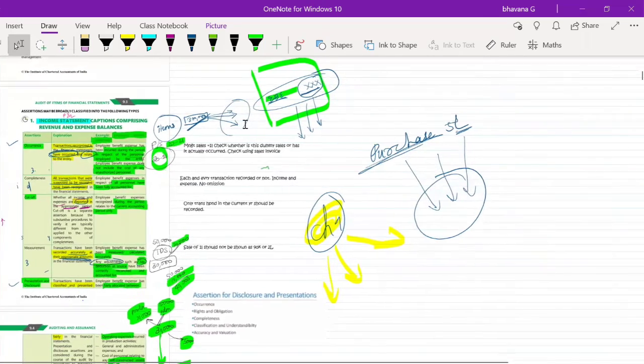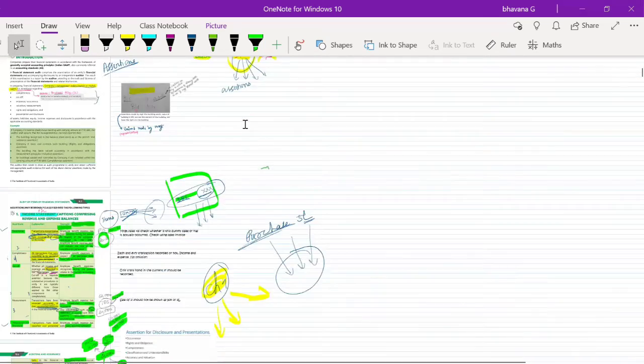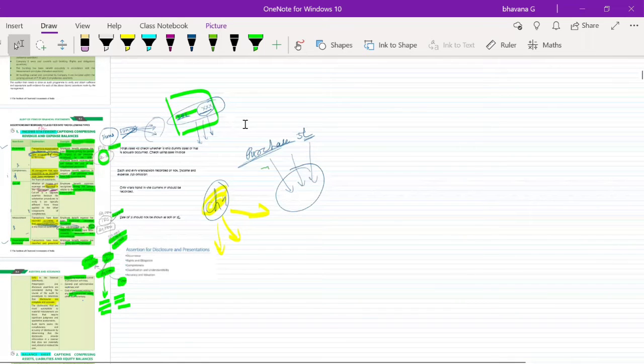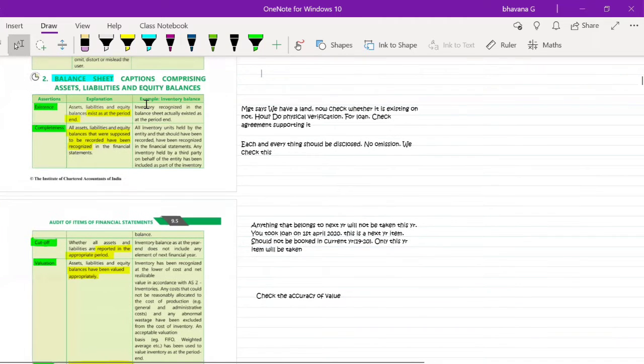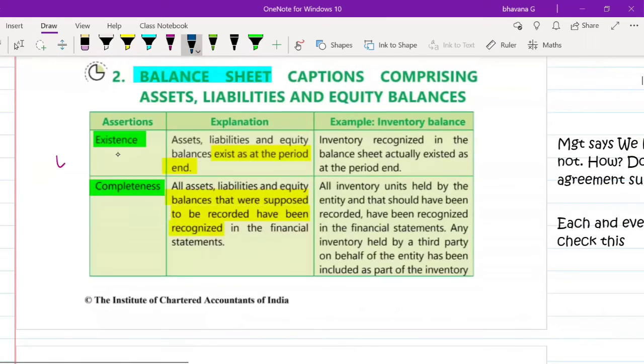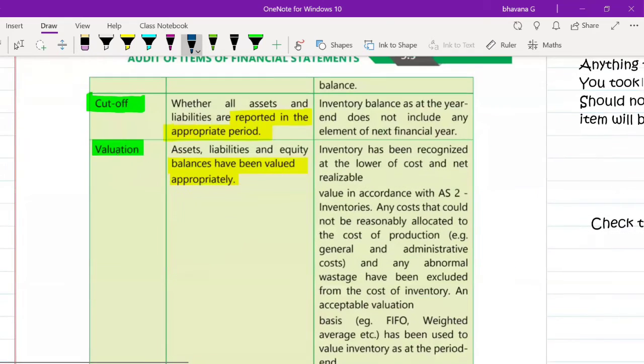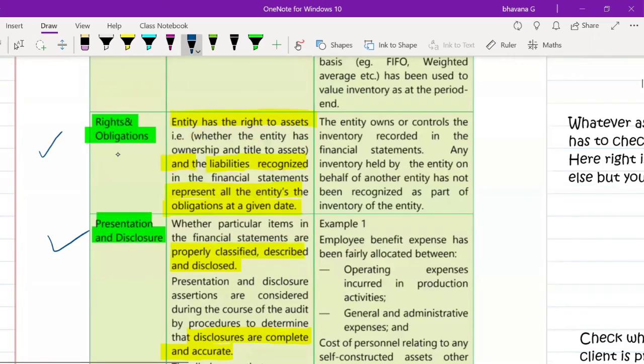Okay, guys. So until now, income statement, I hope everything is clear. Can we move on to balance sheet item assertions? So income statement, 5 assertions: occurrence, completeness, cutoff, measurement, and presentation and disclosure. Yes? Can we move on to the balance sheet assertions? Okay. So in balance sheet captions, first I'll give you an overview and then we'll read it in detail. So here also you have 6 assertions. The assertions are existence, completeness, then you have cutoff, valuation, rights and obligations, and presentation and disclosure.